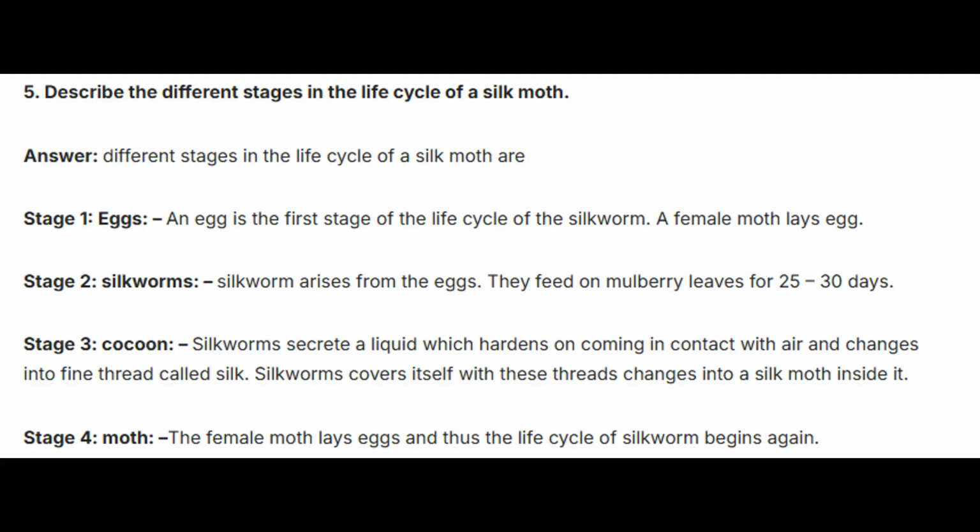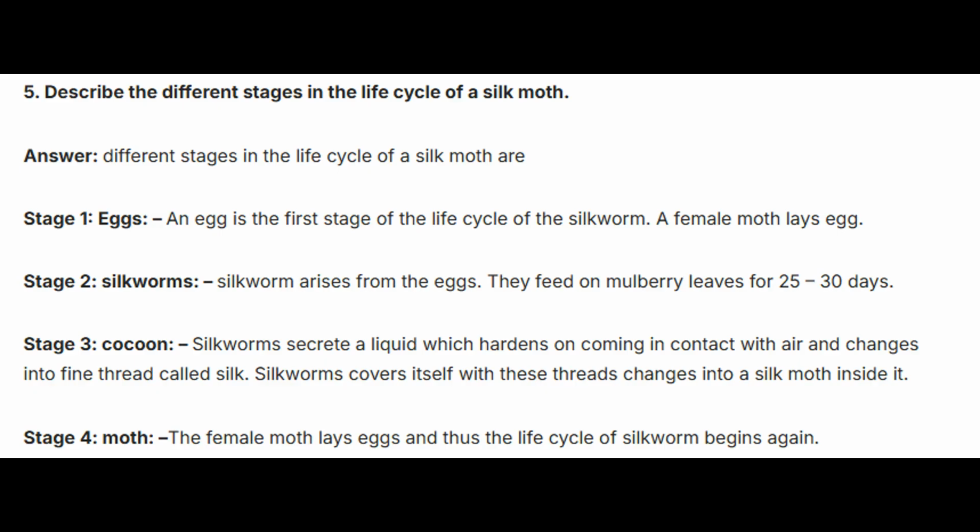Fifth, describe the different stages in the life cycle of a silk moth. Answer, different stages in the life cycle of a silk moth are: stage first, eggs. An egg is the first stage of the life cycle of the silkworm. A female moth lays eggs. Stage second, silkworm. Silkworms arise from the eggs. They feed on mulberry leaves for 25 to 30 days.